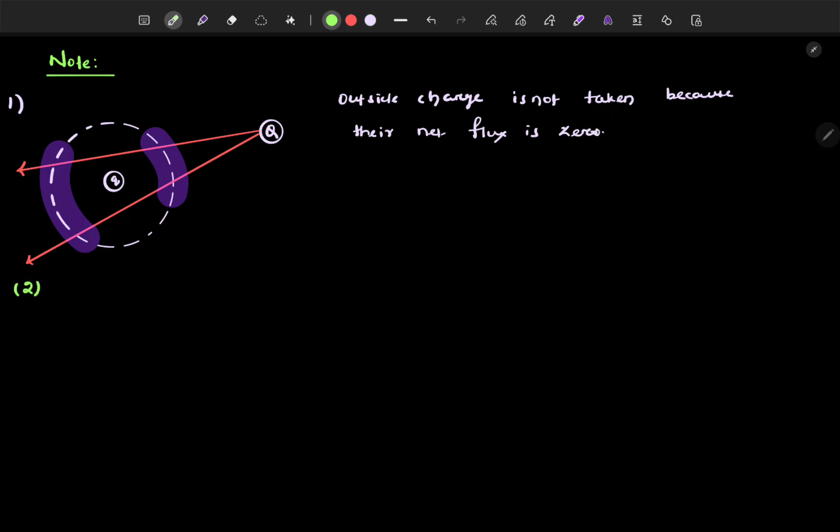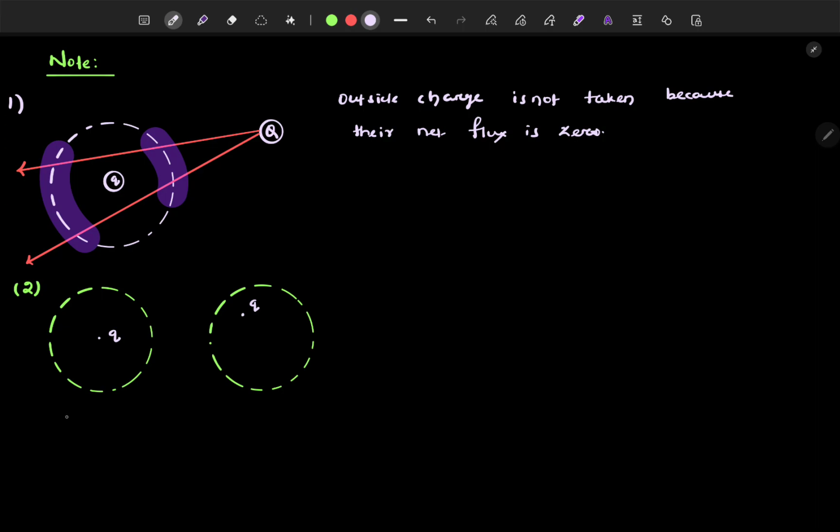Next point, point number 2. Suppose this is your Gaussian sphere. These are two Gaussian spheres. Consider these two examples or two diagrams. In one case, in the first diagram, the charge is present at its center, and in the second diagram, the charge is at this position. So the position of charge is different in the two diagrams.